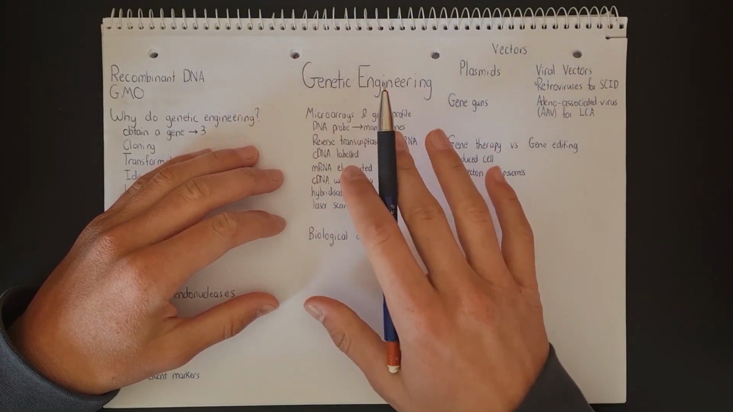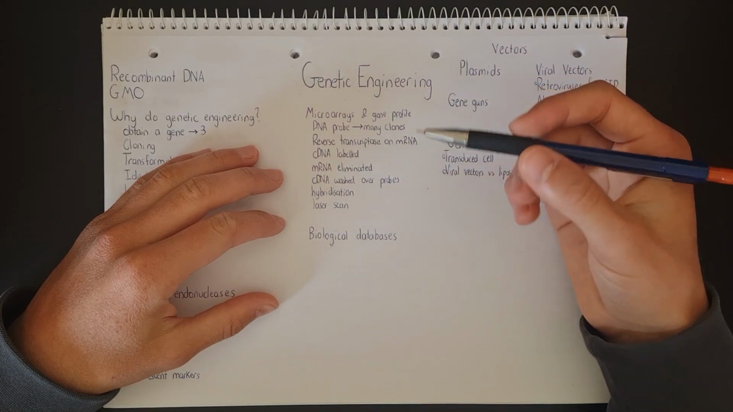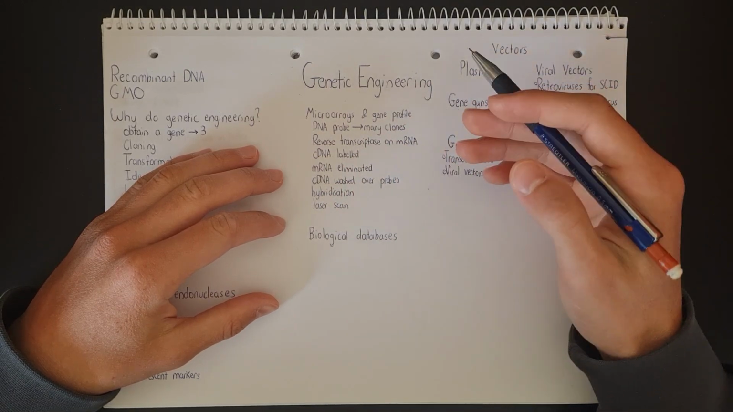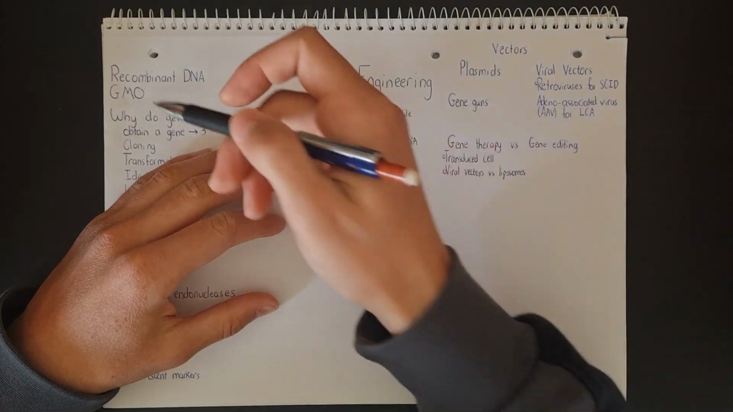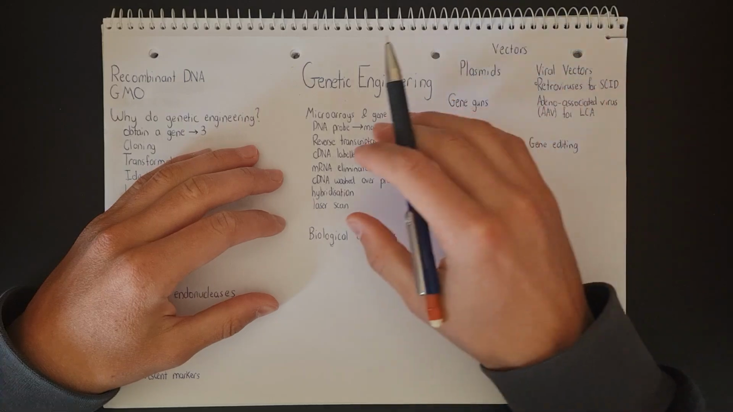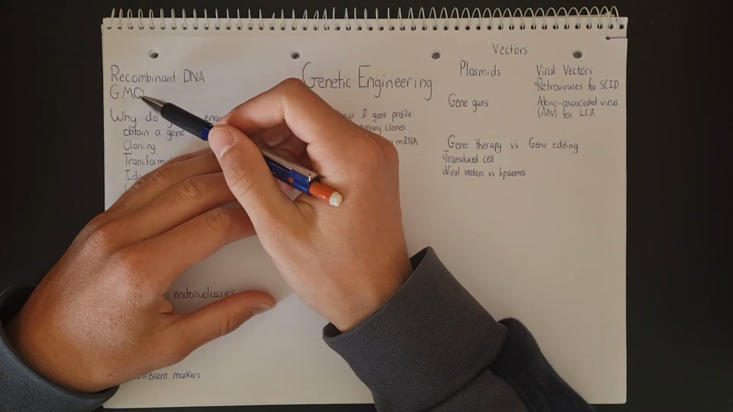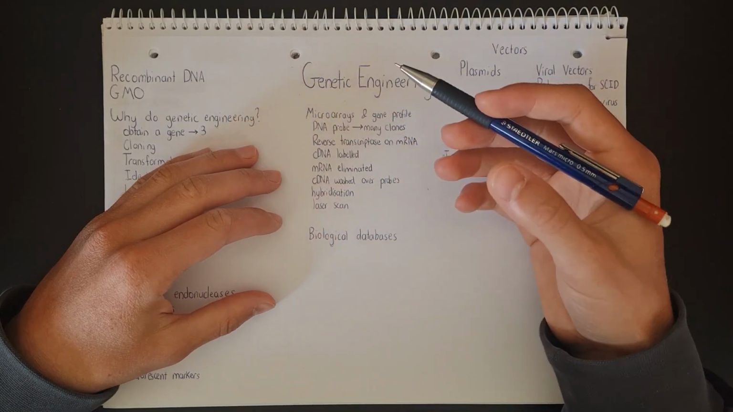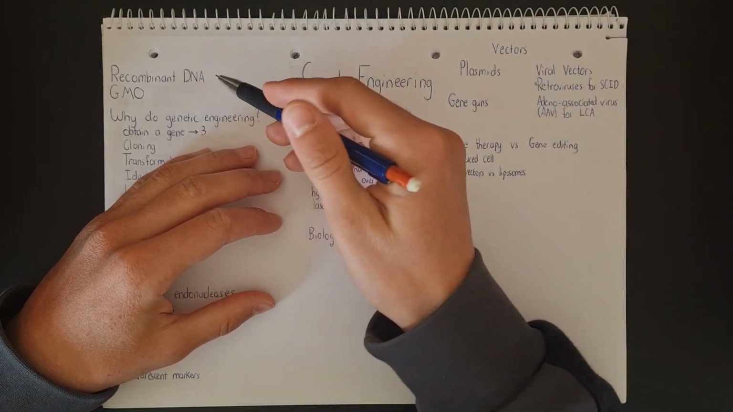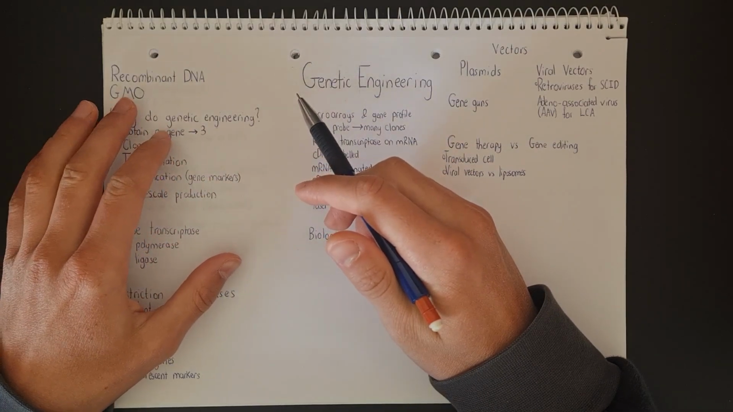Now, when we put that recombinant DNA into another organism, that organism is called a recombinant host, right? Because it has that recombinant DNA within it. Another word for recombinant host is a genetically modified organism, okay? So organisms that have recombinant DNA within them are called genetically modified organisms.